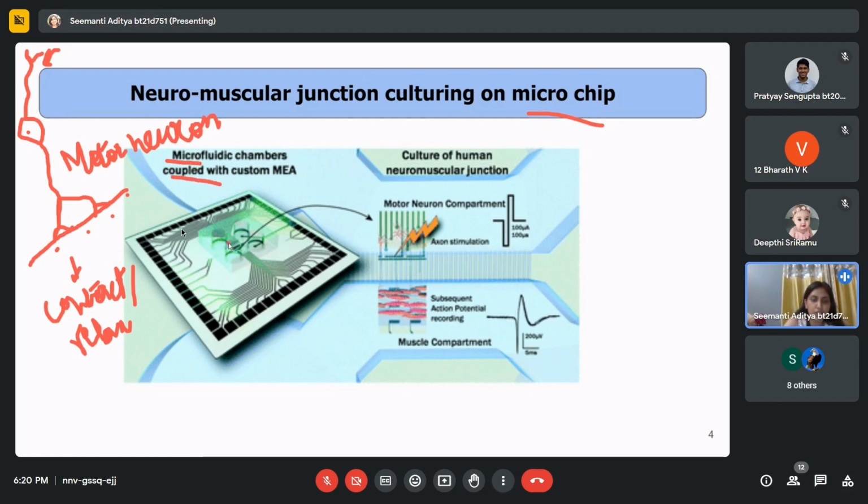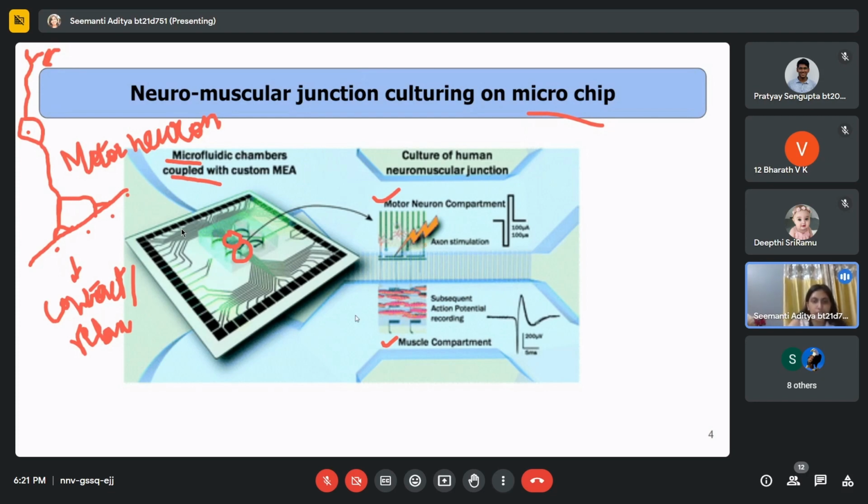So they had designed microfluidic chambers. What they did is, there are two cantilever systems over here. There is one cantilever and there is another cantilever. Each of these cantilevers has a different compartment. One is a motor neuron compartment and another is a muscle compartment. If we are growing the cells in the same cantilever, it might be difficult, because there could be dominance of a particular cell type, and it will not allow the other type of cell to grow, and nutrient exhaustion will also be there.